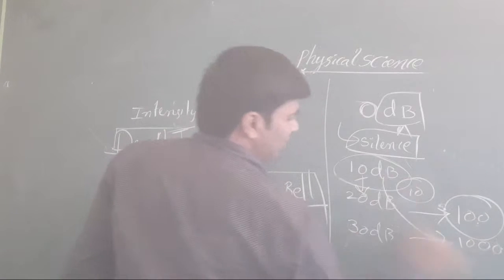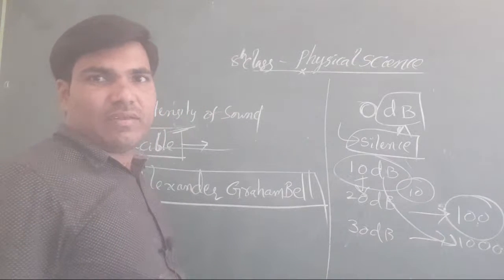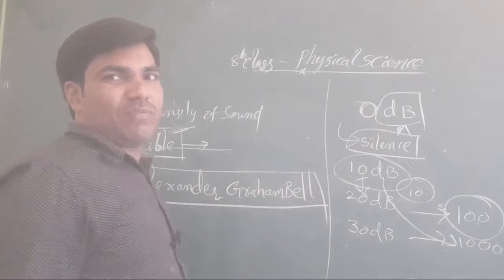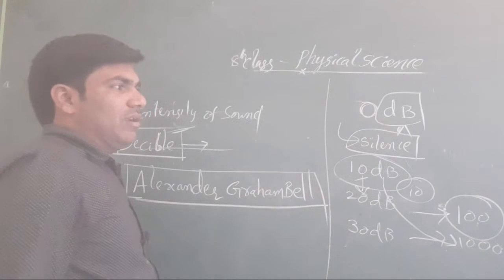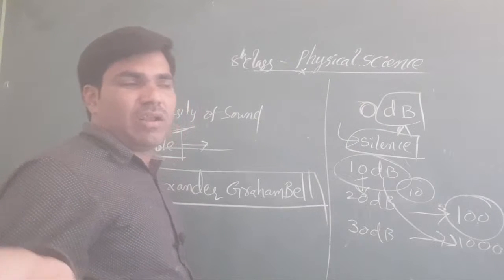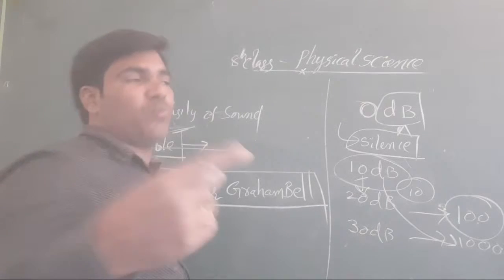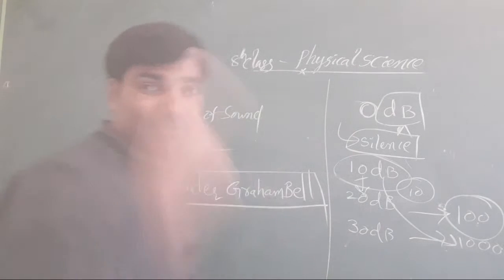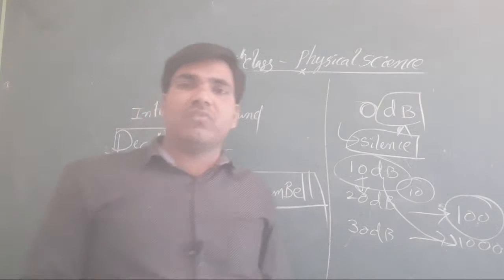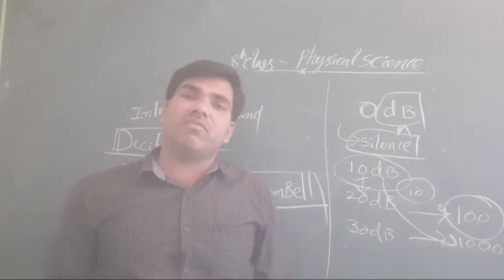1000 times, then this particular 10 decibels. Clear or not, all of you students? Then 1 decibel is nothing but 1 by 100. 1 decibel is nothing but it will contain one sound. Clear or not, all of you? 10 decibels is nothing but greater than the silence. After silence, 100 times of sound may come for us. That is only called 10 decibels.